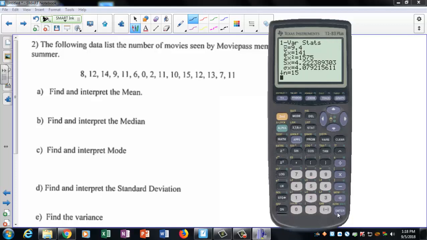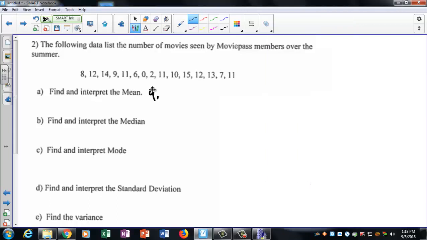We press enter. Again, for those of you that are using the TI-84s, you may get to a place where you have to press enter a couple times through a couple of the little wizard screens, frequency list and all that. Just keep pressing enter. Get to the bottom where it says calculate and go ahead and hit enter on that. For the mean, it's 9.4.